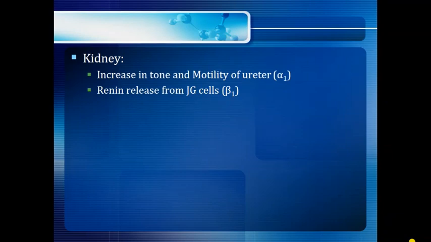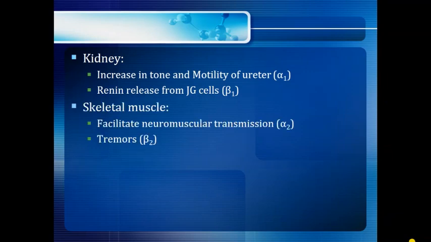What is the action on kidney? Increase in the tone and motility of the ureter, which is alpha-1 mediated, and also there is a beta-1 mediated renin release from the juxtaglomerular cells of the kidney.